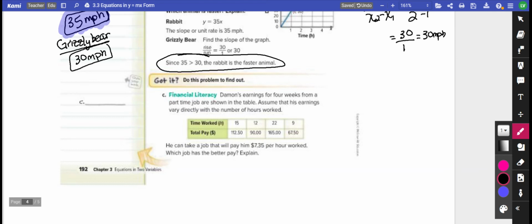Financial literacy. Damon's earnings for 4 weeks from a part-time job are shown in the table. Assume that his earnings vary directly with the number of hours worked. So that means that we have y for the total pay and x for the time worked. So we'll use the equation y equals mx. Well, we need to figure out what the m is.